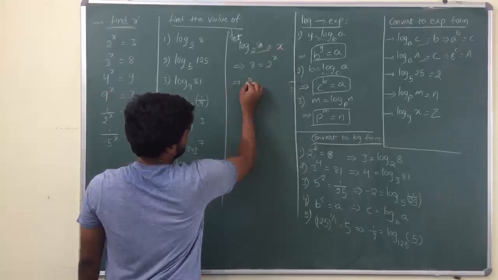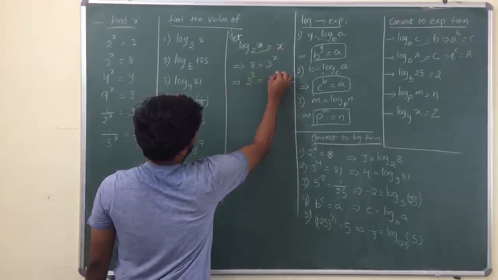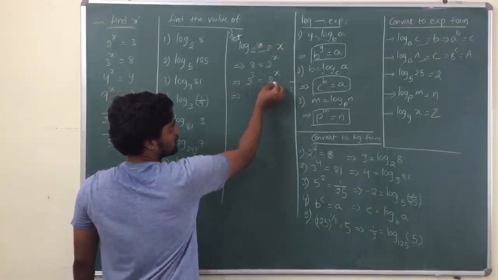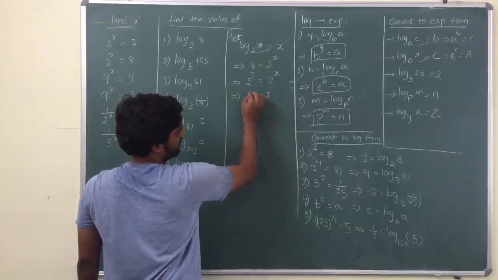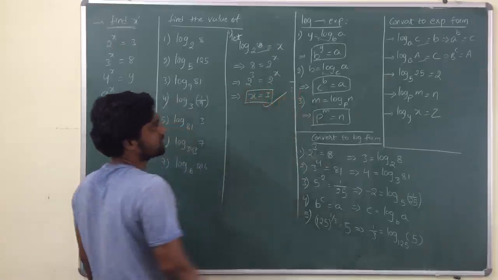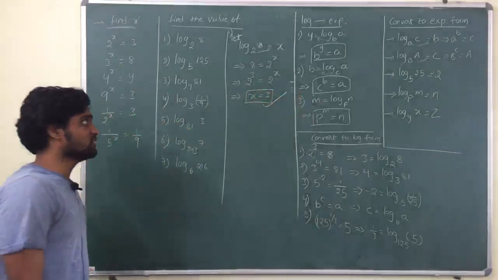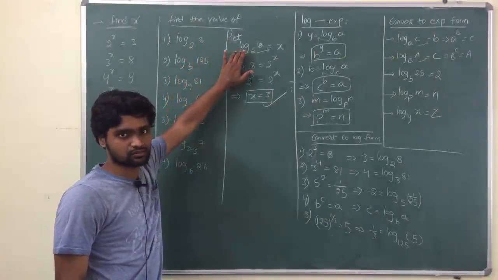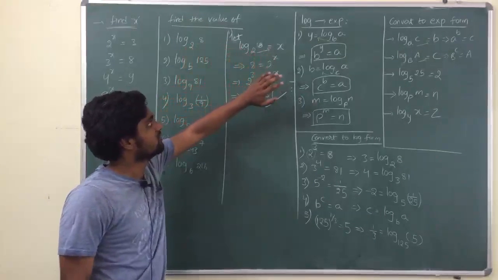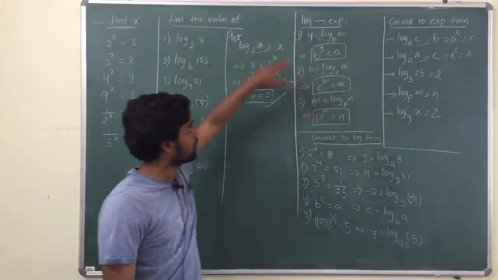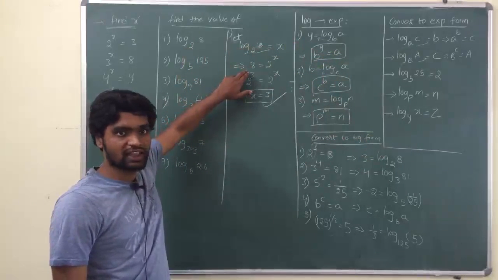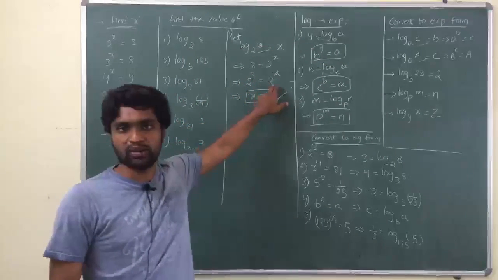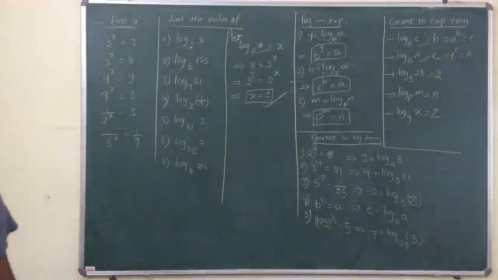Now what is 8? 2 cube is equal to 2 power x. We already solved these types of questions. So the bases are equal, so the exponents will be equal. X is equal to 3. So like that you have to solve. What is the first step? Let the logarithm value be x. Then convert the logarithm to exponential form, make the bases equal, and equate the exponents. That's it, 3 simple steps.